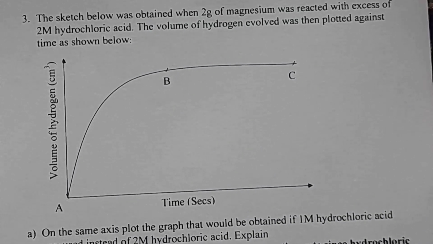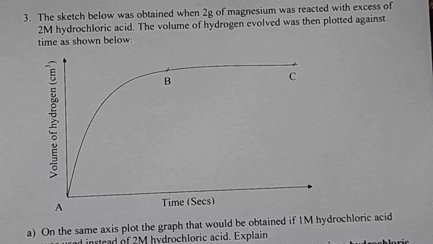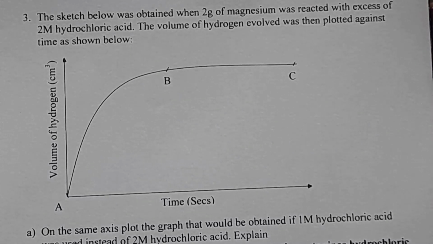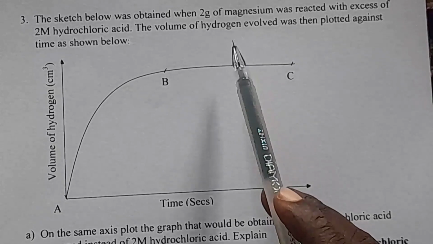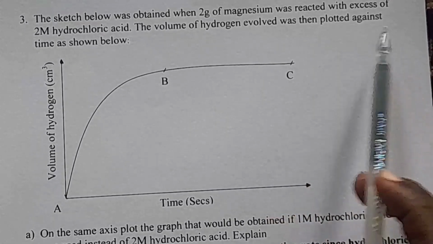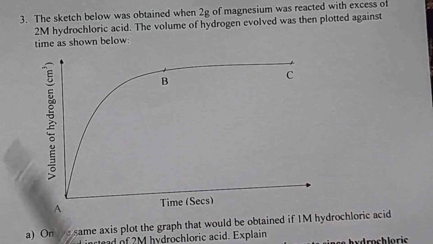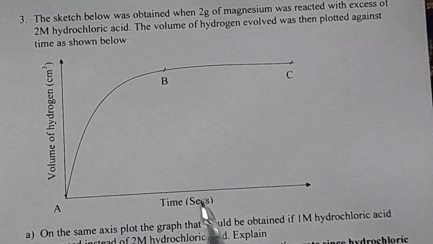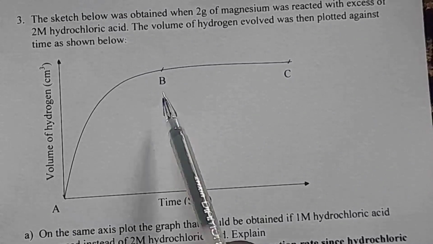In question number 3, we are told the sketch below was obtained when 2 grams of magnesium was reacted with excess 2 molar hydrochloric acid. The volume of hydrogen evolved was then plotted against time as shown below. So we have the graph like that. This is time in seconds. Here we have the volume of hydrogen in centimeter cube. So we have here parts A, B, and C.